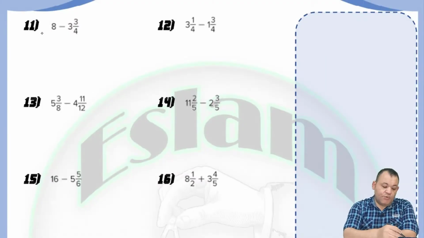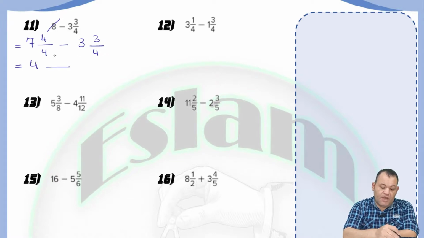In question number 11, we have the same. 8 minus 3 and 3 over 4, a whole number minus a mixed number. We can't subtract directly, so we will borrow 1. 8 becomes 7. And the fraction now will be 4 over 4 because the denominator equals 4. Minus 3 and 3 over 4. Now we will subtract the whole number minus the whole number. 7 minus 3 equals 4. And the denominator will be the same. 4 minus 3 equals 1. So the answer now will be equal to 4 and 1 over 4.